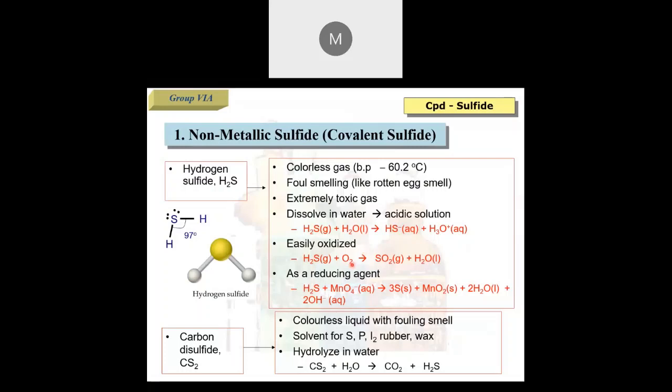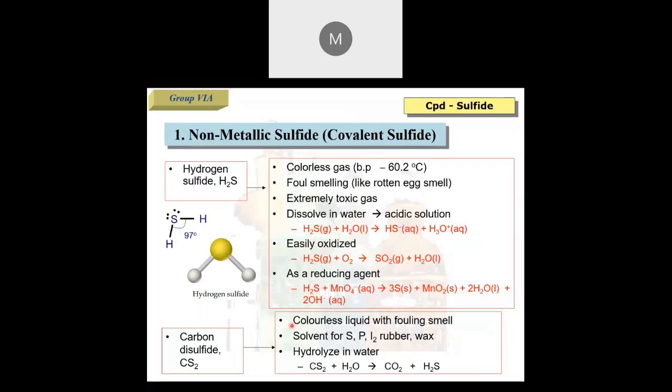It is easily oxidized. It can oxidize with oxygen to form sulfur dioxide. As a reducing agent, it can reduce permanganate, with the oxidation state of positive 7 for the manganese, and the manganese will then be reduced to positive 4.